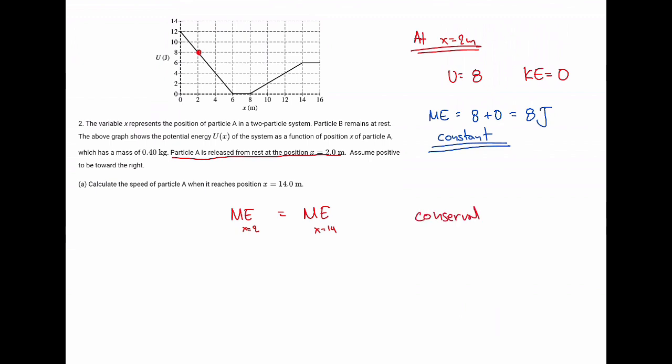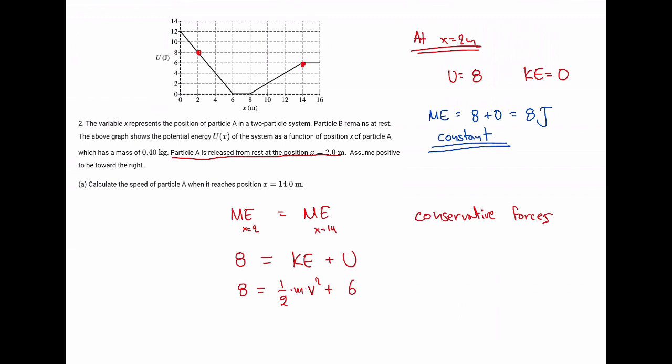conservative forces acting on the system, and we can use the law of conservation of mechanical energy. Now, the mechanical energy we have already calculated, 8 joules, and the mechanical energy at the new position is kinetic energy plus potential energy. Now, the kinetic energy is 1/2 mass times v squared. The potential energy at the position 14 meters is 6 joules.